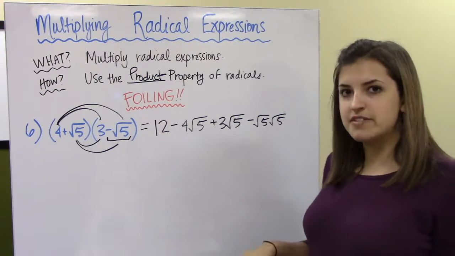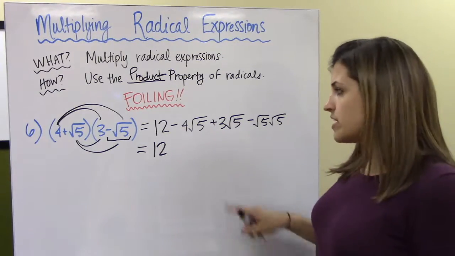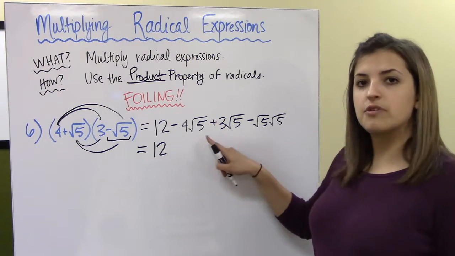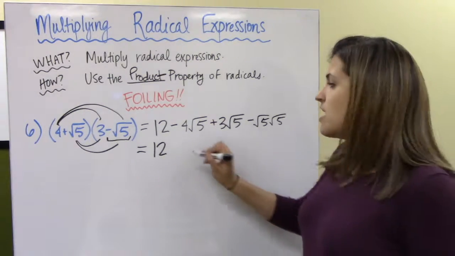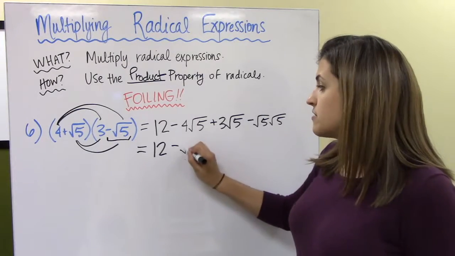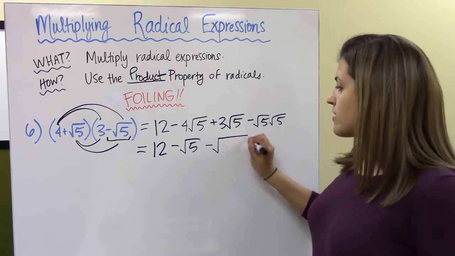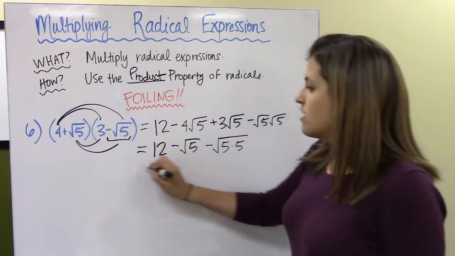All right, let's rewrite this a little bit simpler. So we have 12. That's our only number. Then we can combine these terms because they have like radicals. So negative 4 square root of 5 plus 3 square root of 5 is going to be negative 1 square root of 5. I'm just going to write it as negative or minus square root of 5. This part I can make into one radical with my product property, so I have the square root of 5 times 5.